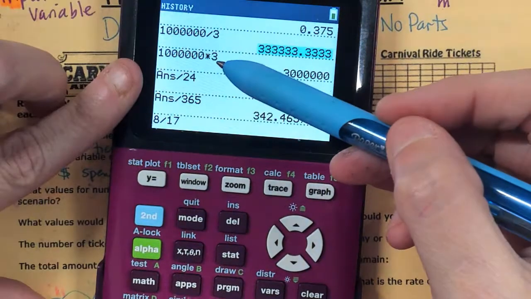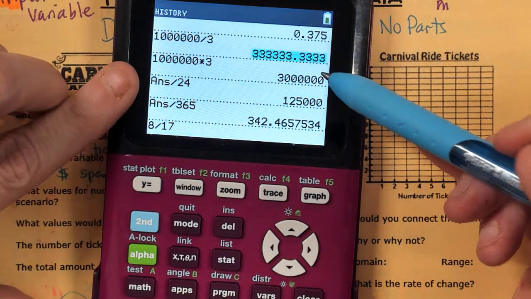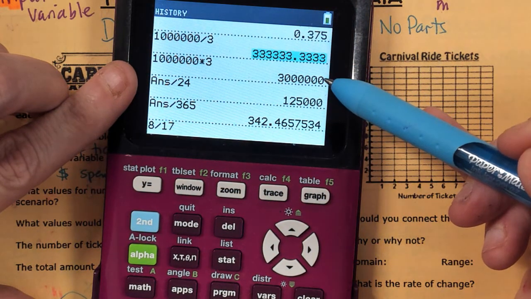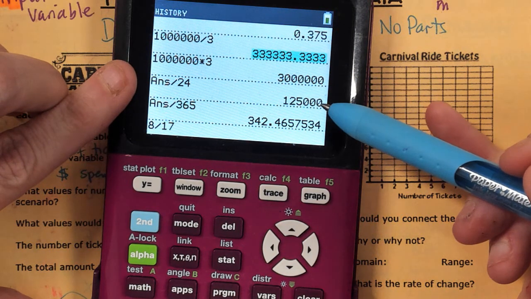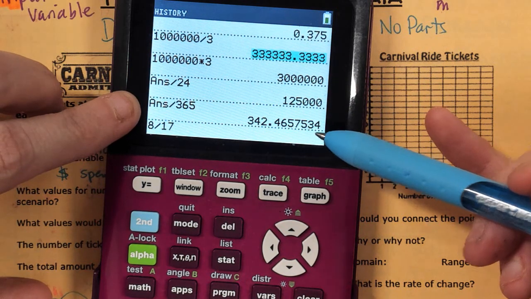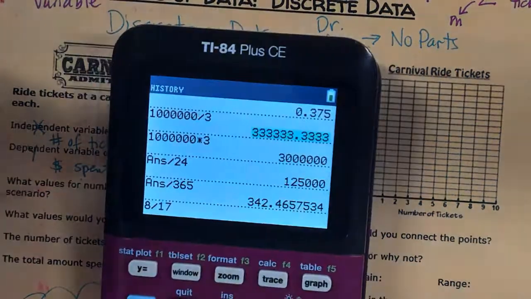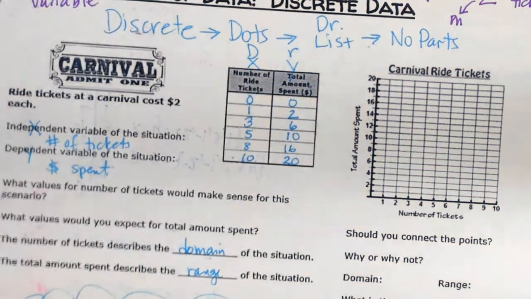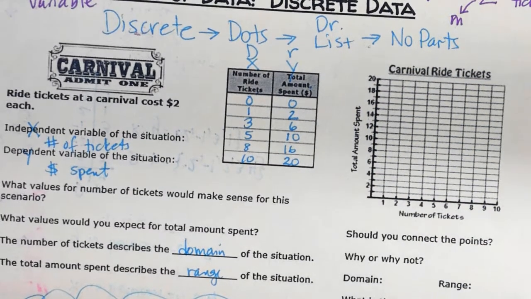So if I buy 1,000,000 tickets, and let's say each ride is 3 minutes, okay? That means I need 3 million minutes to ride rides. And when I divide that by 24 hours in a day, that's 125,000 days. Which if I divide that by 365 days in a year, that's 342 years. So, yeah, I suppose I could buy them. First of all, I can't even buy them because I don't have $2 million to buy 1,000,000 ride tickets with. But also, it's impractical.